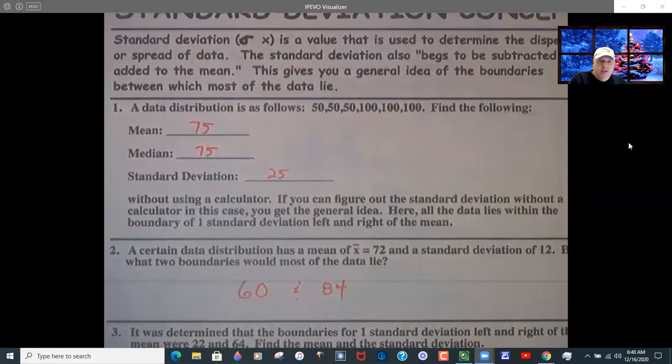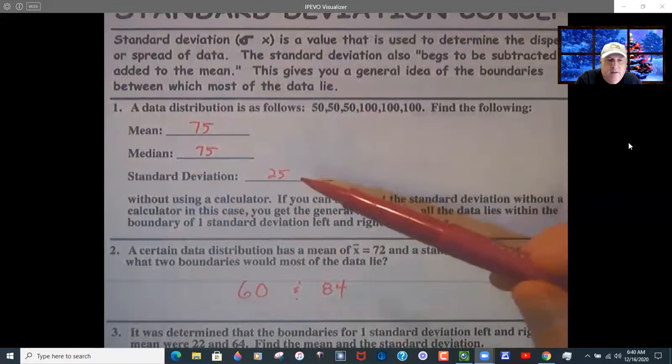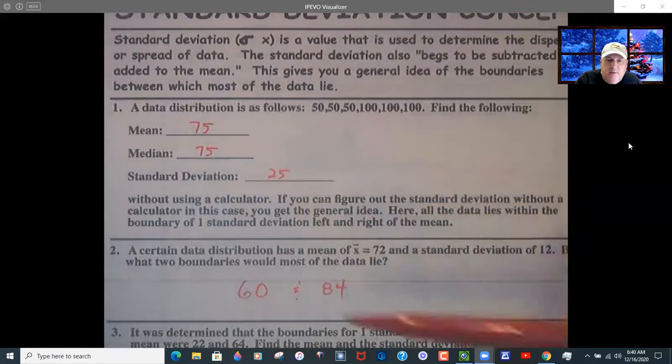So about 10% is a good measure. It's a good value of standard deviation relative to the mean. So it's always relative to the mean. Here, this is not a good set of data because the standard deviation relative to the mean is too high.